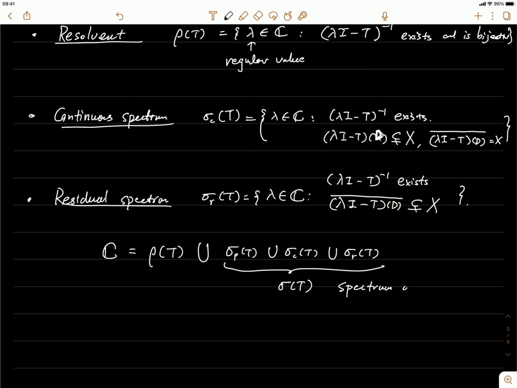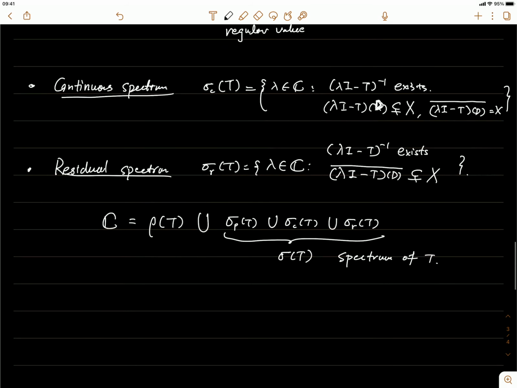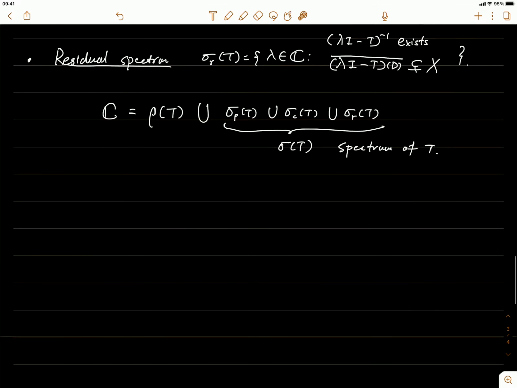Spectrum of T. When we mention the spectrum of T, it's just the union of these three, or the complement of the resolvent. These two are always complements of each other and together make up the complete C. But the spectrum itself can be decomposed into the union of these three cases. If it's finite dimensional, then these two must be empty sets. But in the infinite dimensional case, both of them could be non-empty. We'll see the examples later. So that's the decomposition.